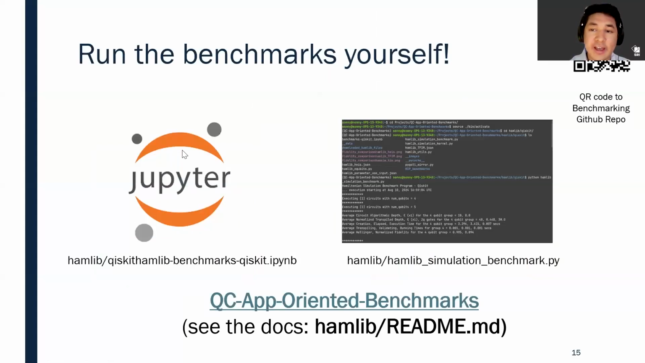So given all that and that general guide to the methods, I encourage everybody here to run the benchmarks yourself. I've included a QR code here and a link that you can't click unless you download the PowerPoint. Everything is in the master branch now. If you want to run our benchmarks in the form of a Jupyter Notebook, you can go to this file. Otherwise, you can also run our benchmarks in the command line format. And all of our work you can find in the hamlib folder.